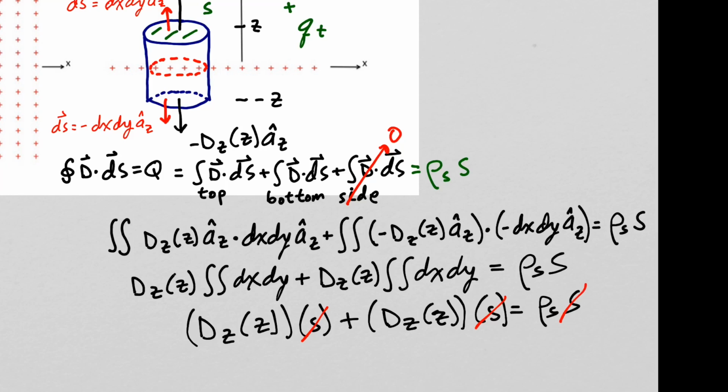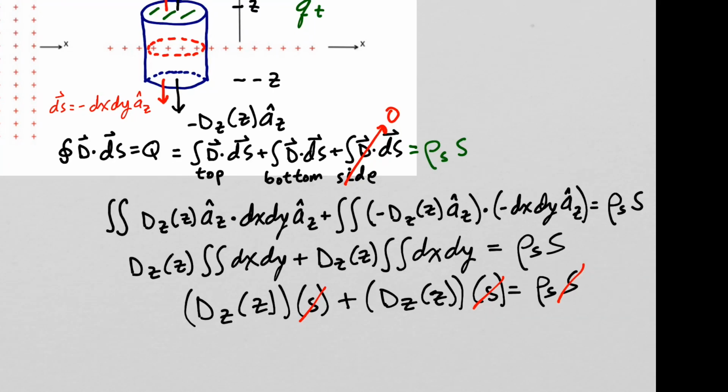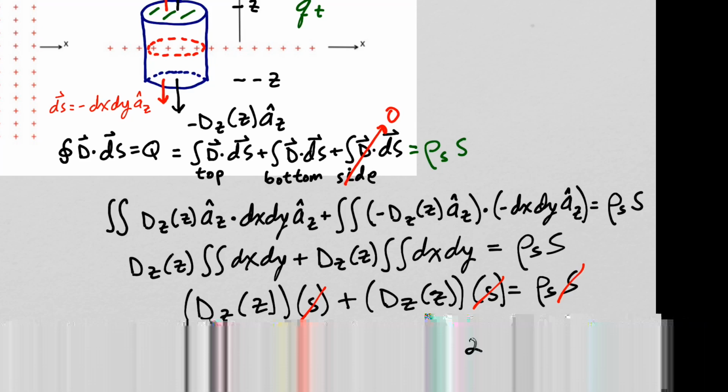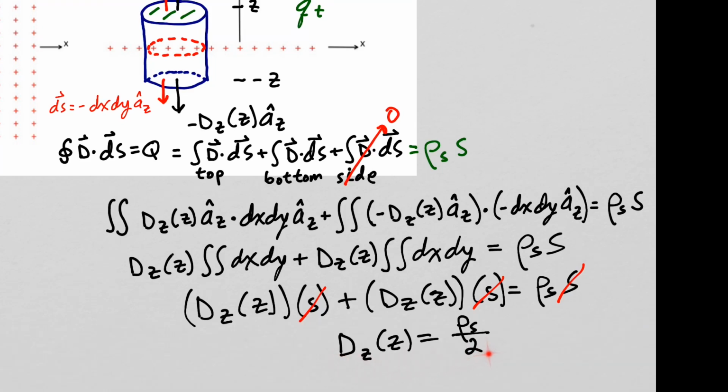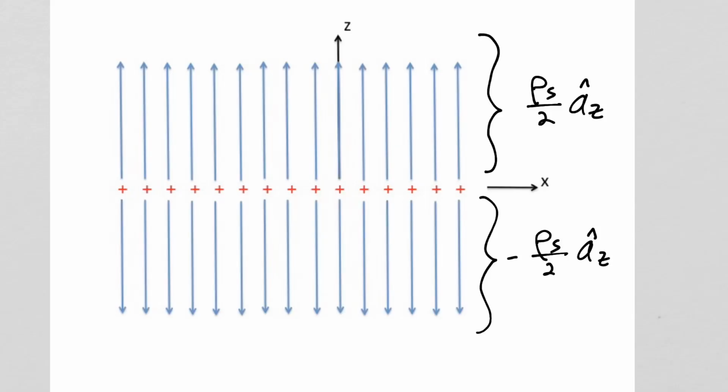Solving, we find that the electric flux density field at location z is rho sub s over 2. And we see it does not depend on z. z could be 1 meter or it could be 10,000 kilometers. You would have the same electric flux density field. So when z is greater than 0, the electric flux density field is rho sub s over 2 in the plus z direction. And when z is less than 0, the electric flux density field is rho sub s over 2 in the minus z direction.